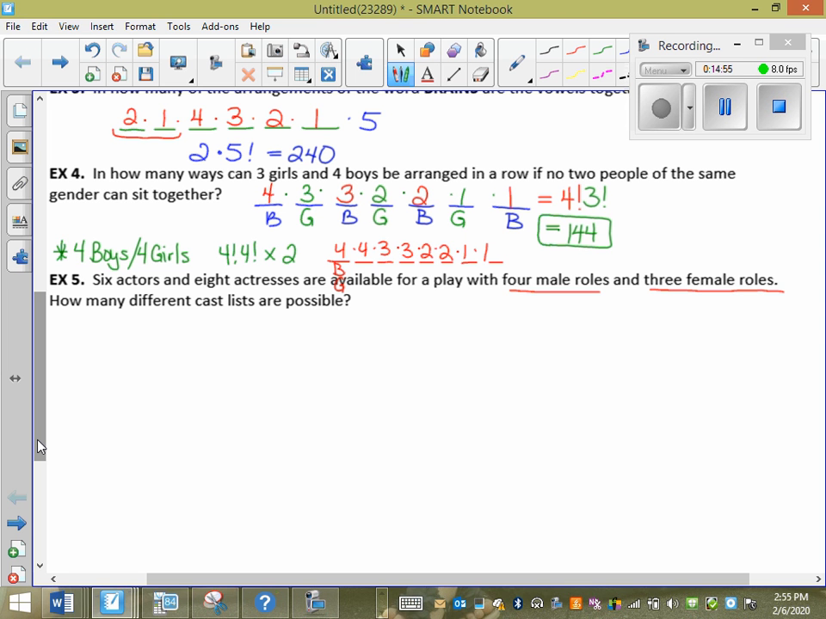If they're different, we can go to the blanks. We have 4 male roles, 3 female roles. How many males do we have to choose from? 6 times 5 times 4 times 3. And then 8 times 7 times 6. We can do it like this.